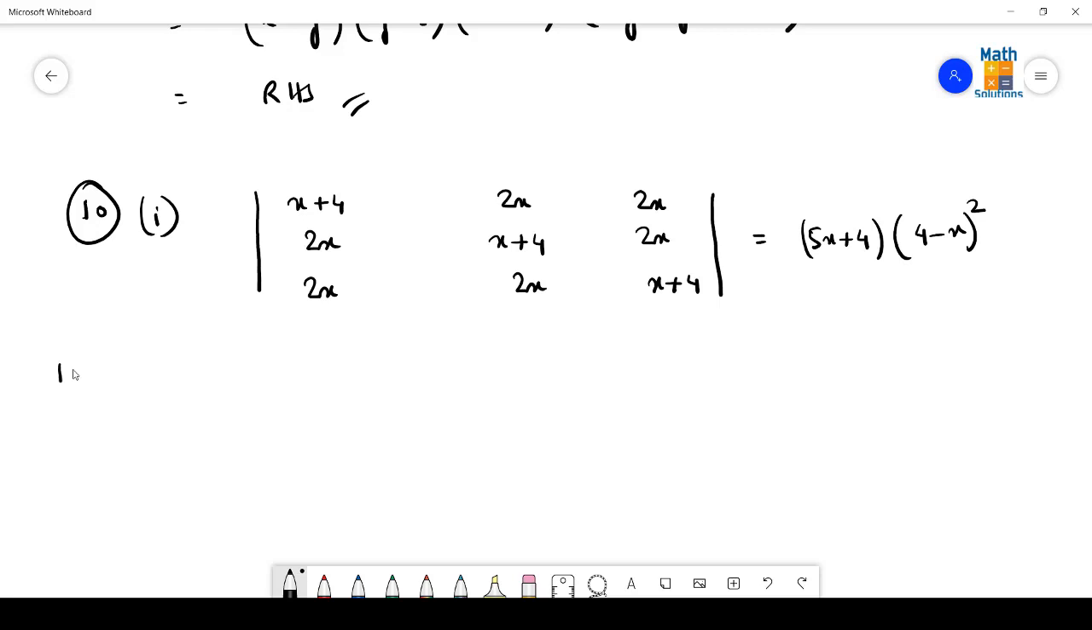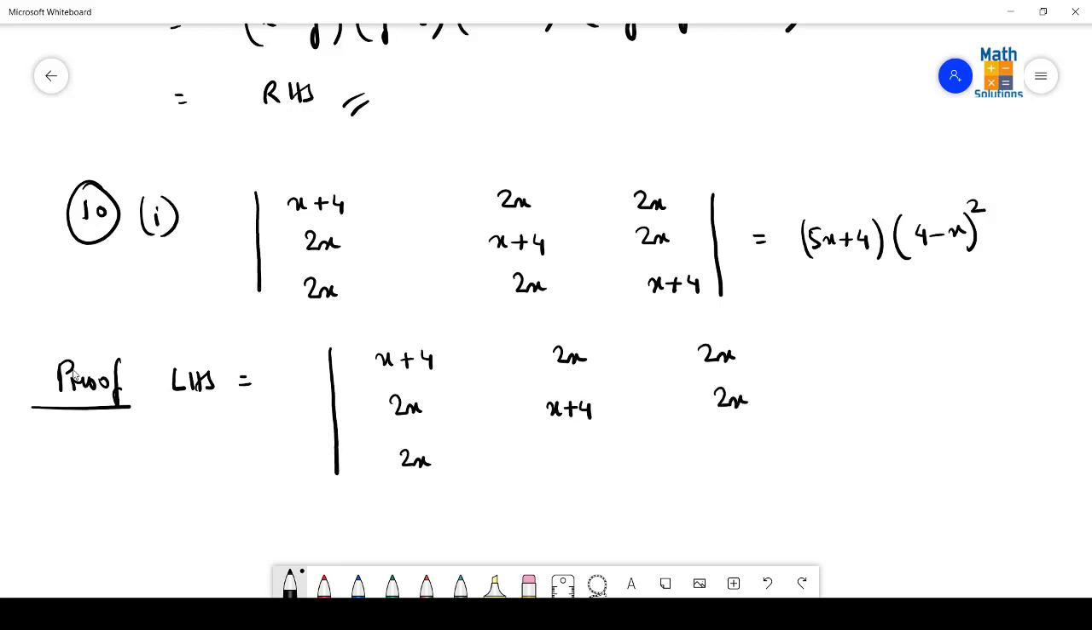So we shall start with the proof part. In the proof part, the LHS we have to start with. The LHS, let's write it once again. x plus 4, then twice x, then twice x. Then after twice x, x plus 4, twice x. Here we get twice x, then after twice x, then after x plus 4.